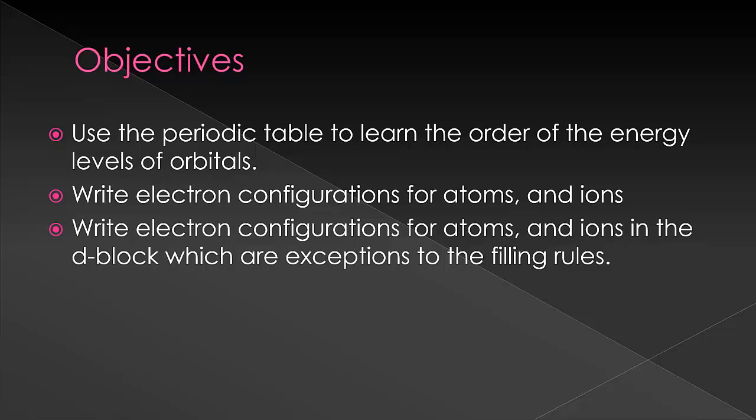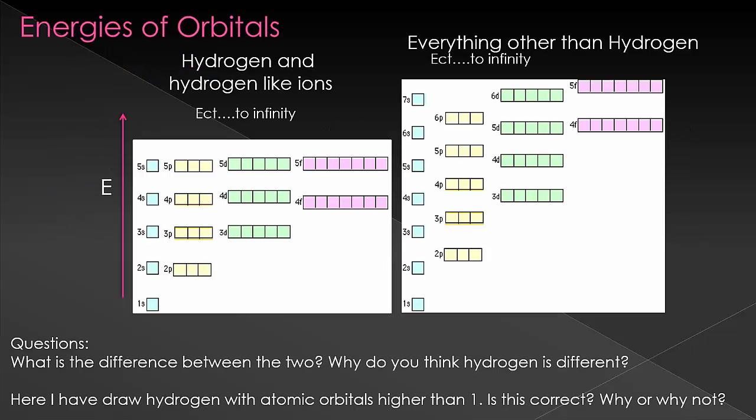We'll write the electron configurations for atoms and ions, and I've given a third objective as a little bit separate because it is a bit more difficult. We'll write the electron configurations for atoms and ions that are in the D block that have exceptions to the filling rules. Now let's draw out the orbitals in the correct order of energy.